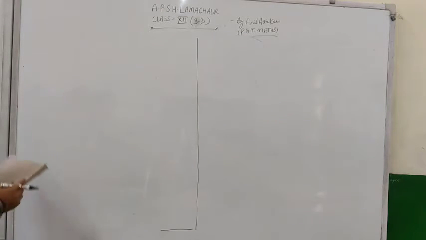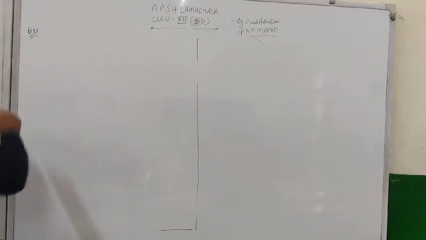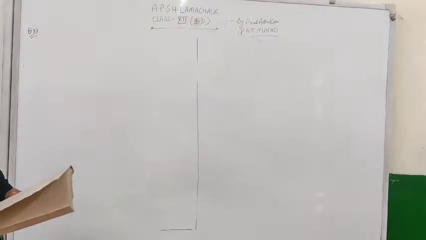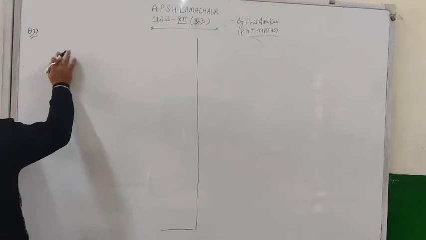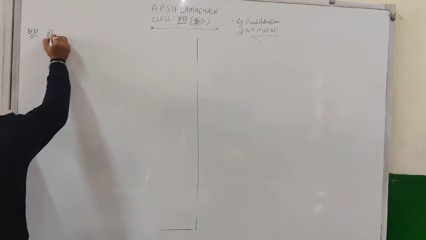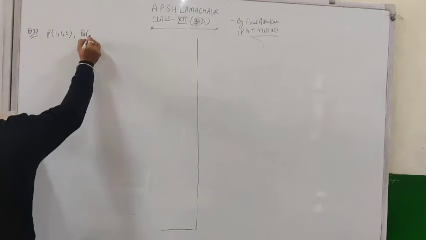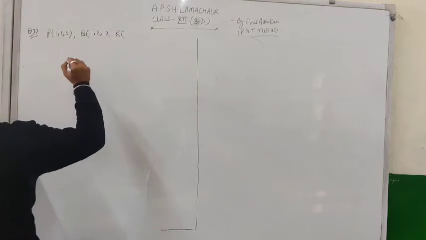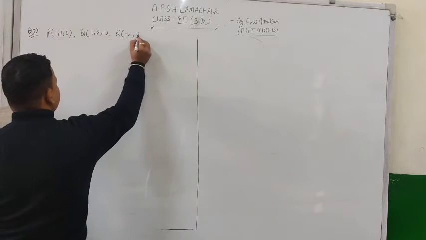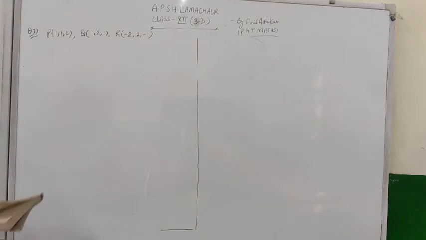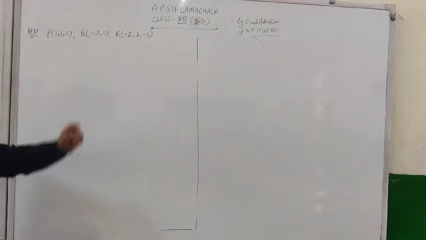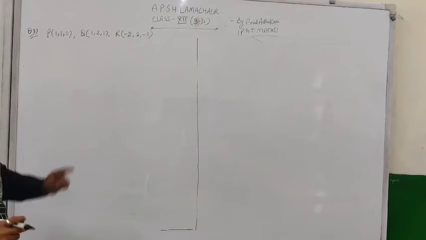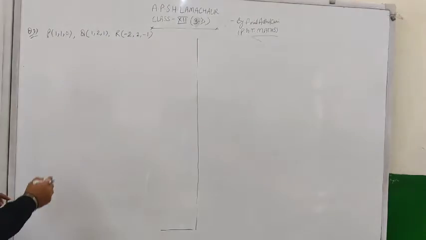Now, next question number 3 is: find the equation of plane passing through 3 given points which are non-collinear, as usual. So, what is given here? We have given 3 non-collinear points. Let it be P (1, 1, 0), let the coordinate of point Q be (1, 2, 1), and the third point is (-2, 2, -1). So, these are the 3 non-collinear points through which the plane is passing. And what we have to do here is find the equation of the plane which is passing through the 3 given non-collinear points.